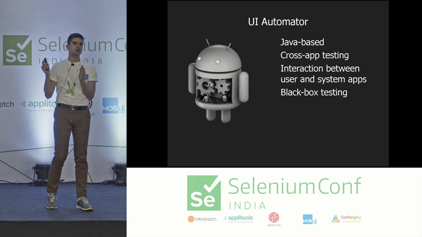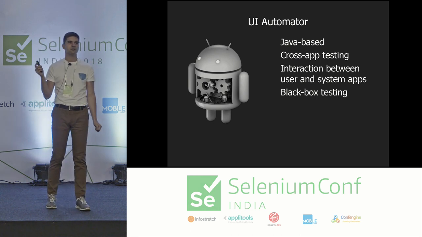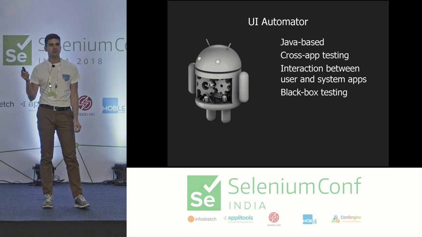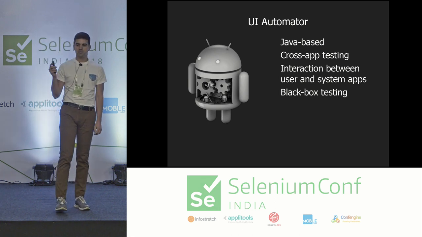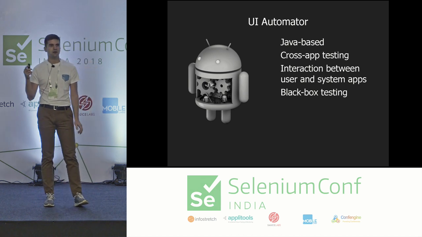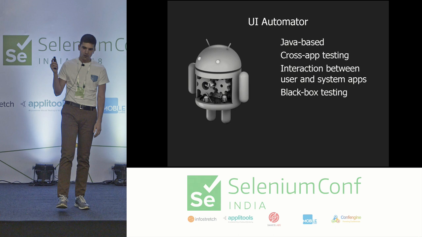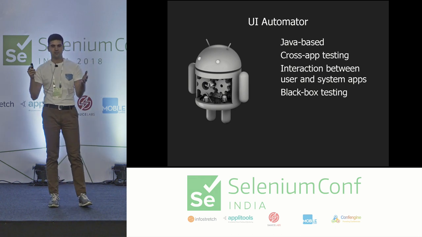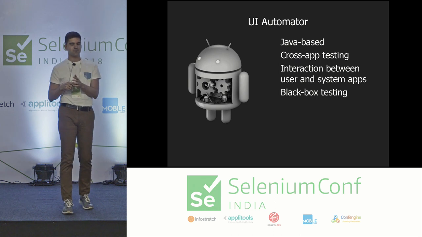The next Android automation component is called UI Automator. This is also a Java-based library used for cross-application testing as well as testing the interaction between user and system apps. And UI Automator, when testing the application, sees this application like a black box.